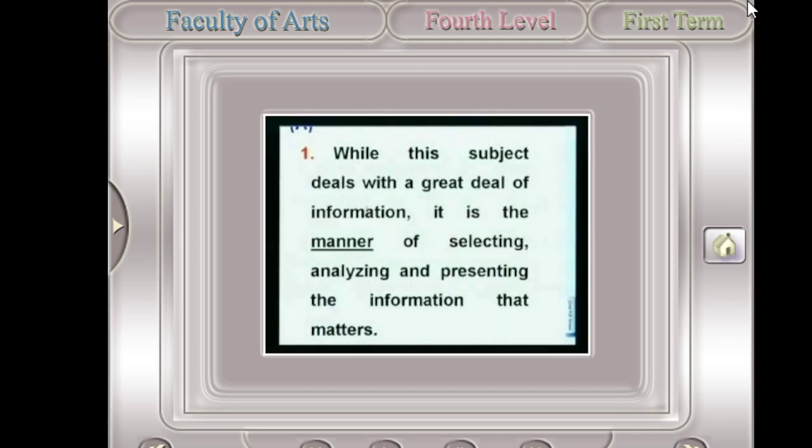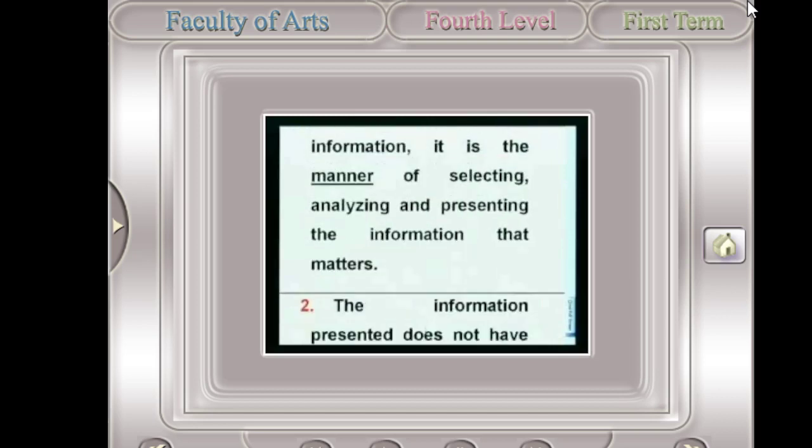We are saying here that we are dealing with information, but information here is not highlighted. What's highlighted is the word manner. It's the manner we select. That's point number one. Analyze and present information that matters. Now, the meaning of that is that in the age of information or the evolution of information and technology, it's not important to put pieces of information on the page. What's important is that we should select the correct pieces of information. We should organize them, and we should present them properly.